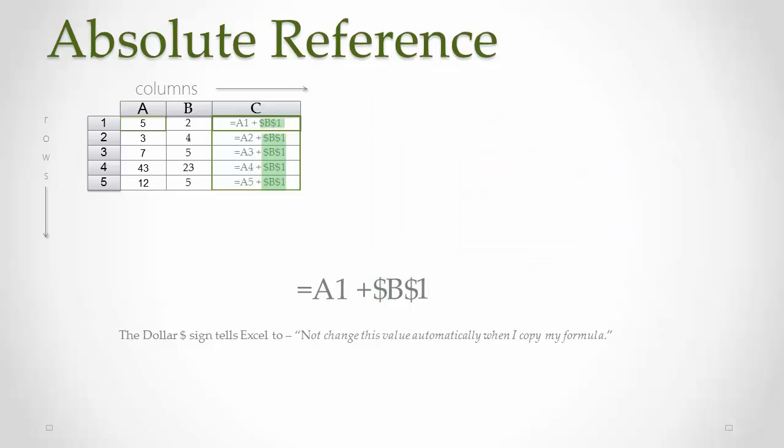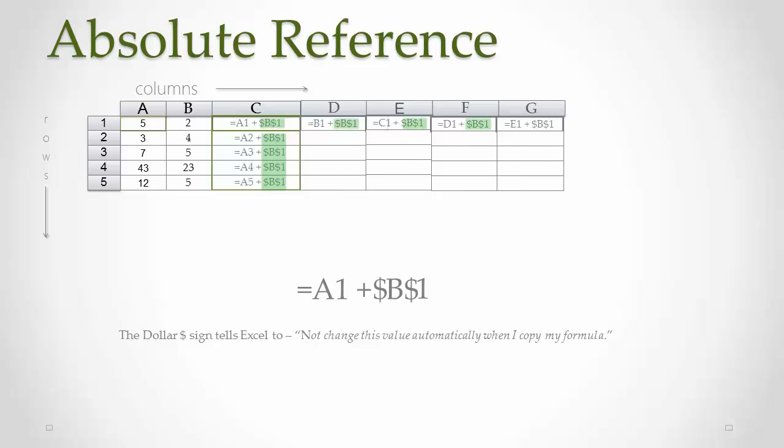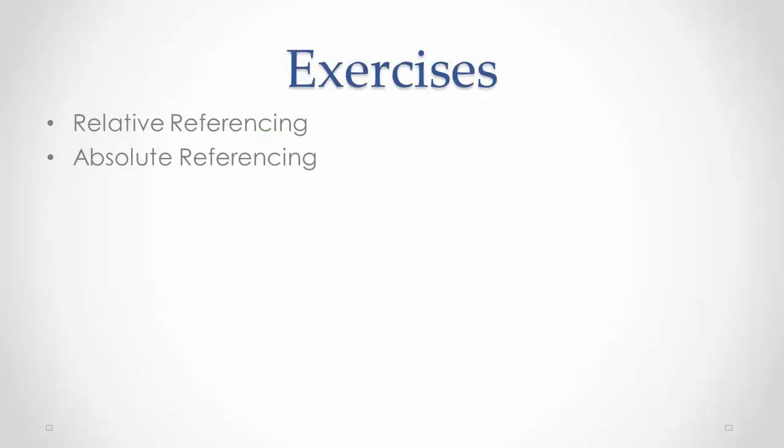Similarly, when we copy formula across columns, you must prefix the $ sign before the column name. If you want the cell reference to remain the same across columns and rows, you must prefix the $ sign before both. That's absolute referencing. Now let's practice these in exercises.